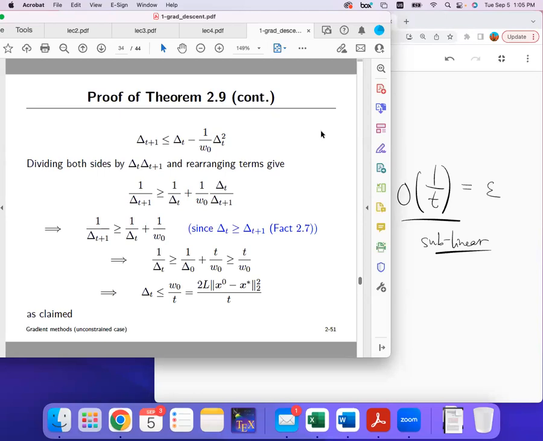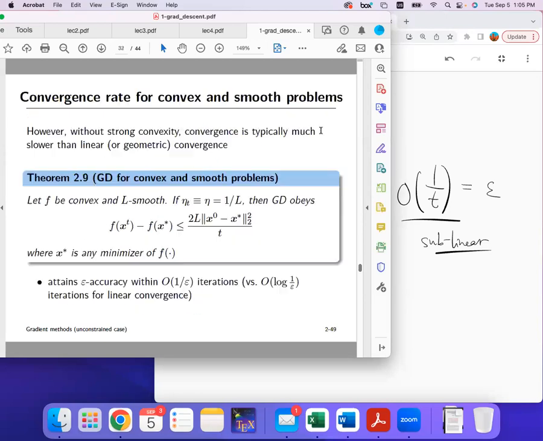Okay. So this is everything about convex and smooth problems. We can see for this type of problems, this is a bigger class of functions. It includes the class of strongly convex functions. So it's a bigger class. That's why the algorithm may have a worse performance. So the function value convergence rate is 1 over t, a very, very classic result, 1 over t.